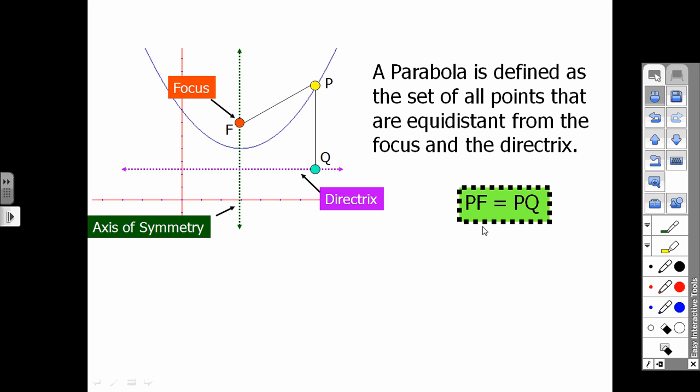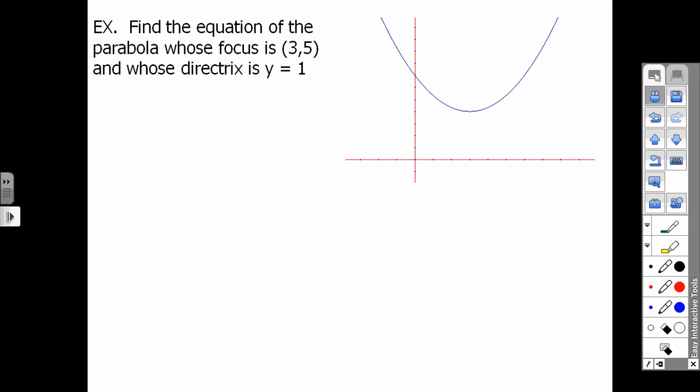Okay, so using this information, it's quite simple to figure out the equation of a parabola if you're given the focus and the directrix. And that's what we're going to do for the first part here. So they've told us that the focus is (3, 5), and the directrix is y equals 1.